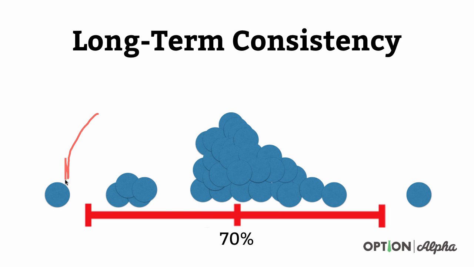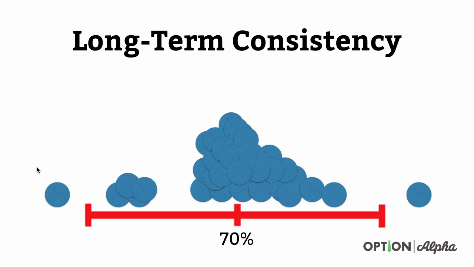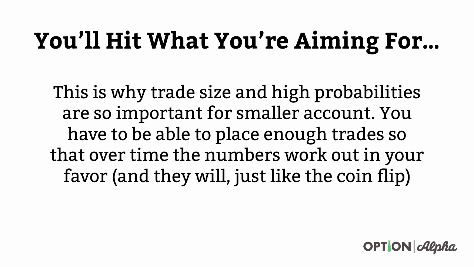Yes, you're going to have a couple trades that are outliers. So one really bad loser, one amazing winner, right? That's going to naturally happen. But again, it's creating that normal distribution payoff diagram that we've all come to expect. And that's been proven time and time again as you increase the number of trades and consistency that you have. So here's the deal. You'll hit what you're aiming for. It's just as simple as that.